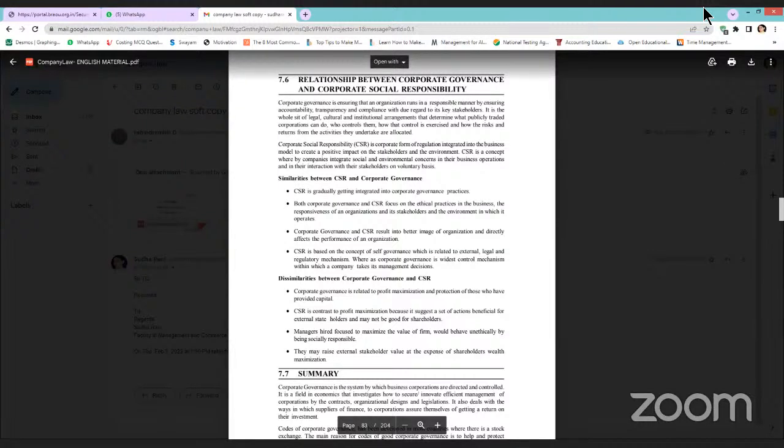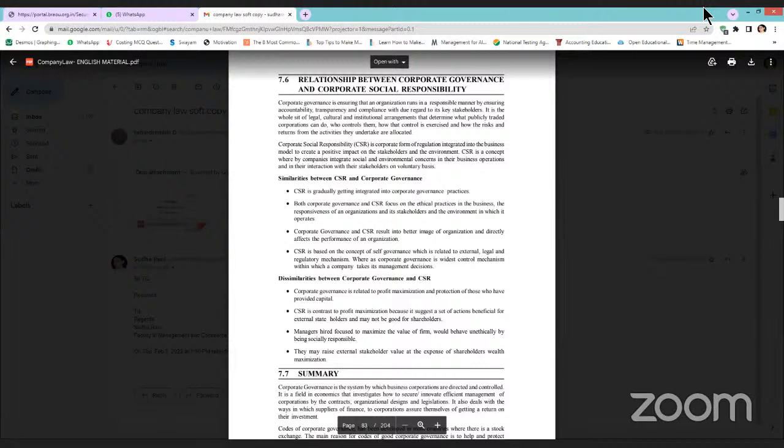Both result in a better image of the organization and directly affect its performance. Yes, exactly. This concentrates and puts its efforts on the better performance of the organization.